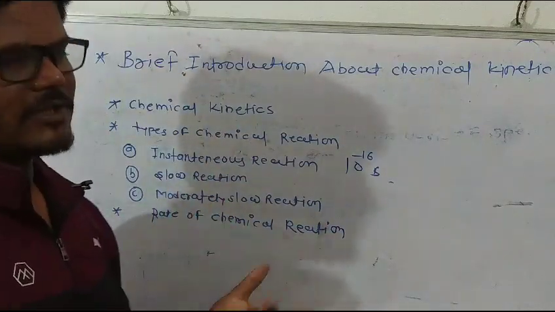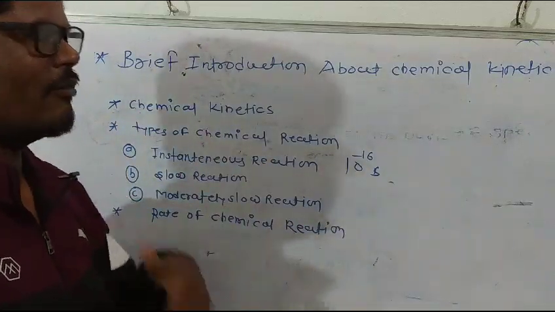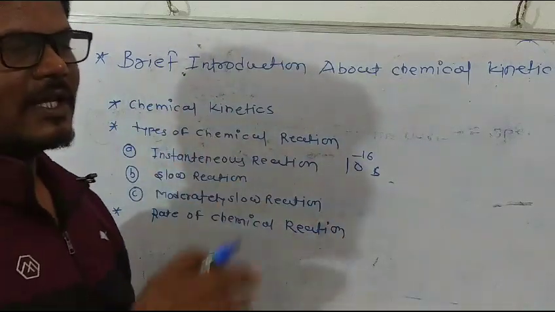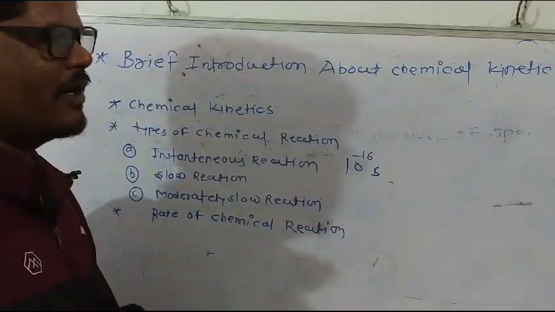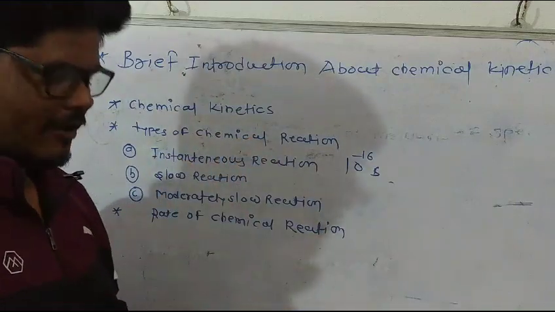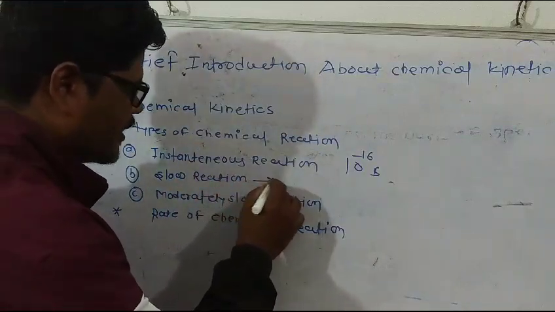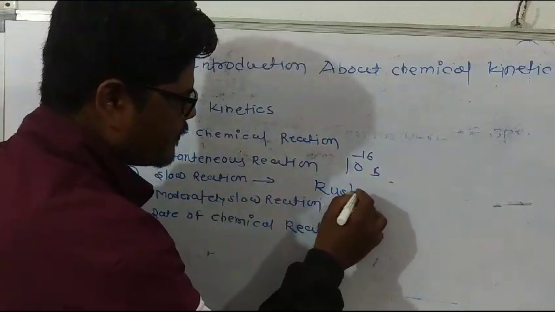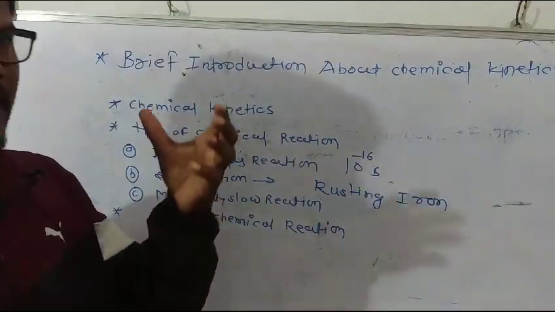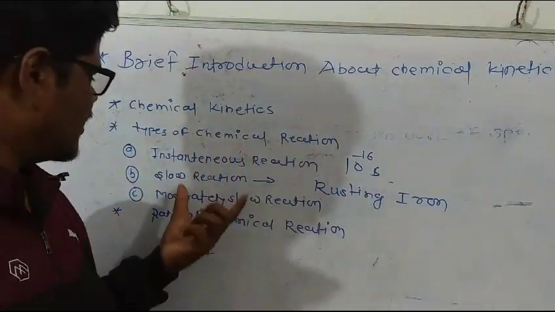After that, slow reaction means the reaction which will take 1 day, 2 days or more than that, 1 month, 2 years. The reaction which occurs very slowly and takes too much time is called a slow reaction. Examples of slow reactions are the rusting of iron and the formation of diamond in the mine. That type of reaction is called a slow reaction.